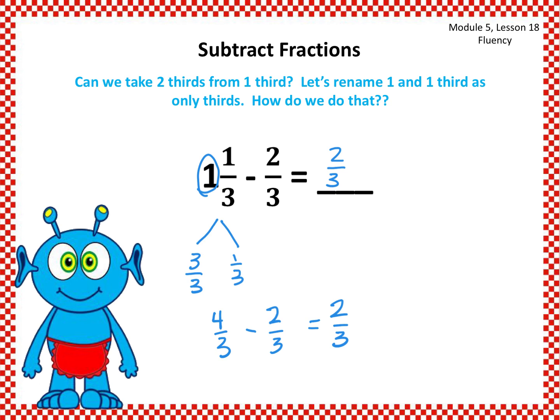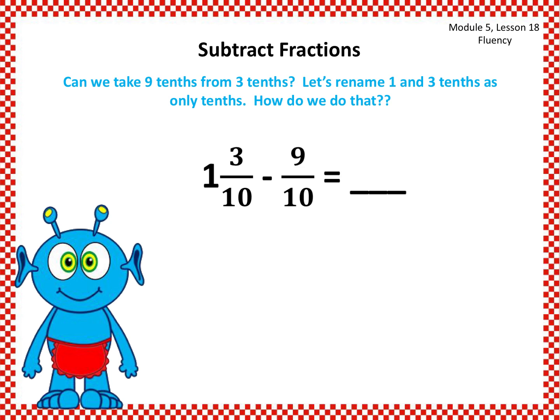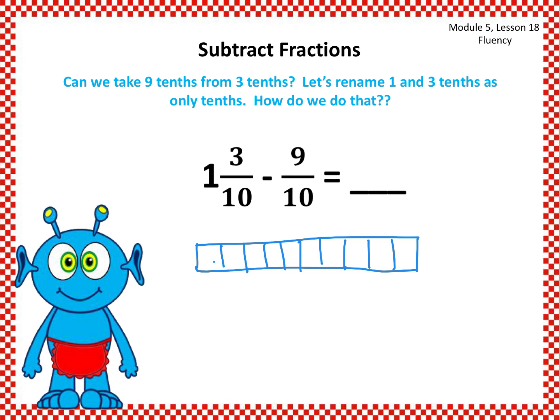All right, let's look at the last one. And we're going to do this, again, it's similar. It's 1 and 3 tenths minus 9 tenths. This time, though, let's do it a little bit differently. Let's draw a tape diagram. So last time we used a number bond, but this time we're going to draw in tenths. Let's see if I got it right. 1, 2, 3, 4, 5, 6, 7, 8, 9, 10. So that's our 1 whole, but we have to have 3 tenths more. So 1, 2, 3.